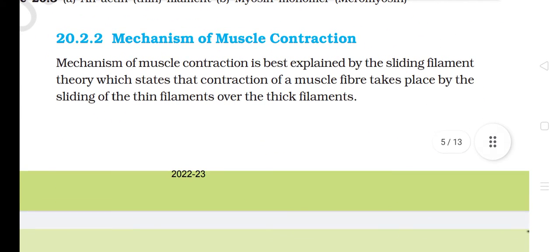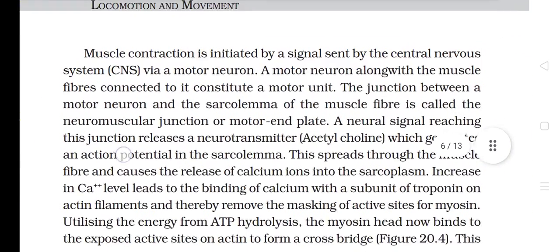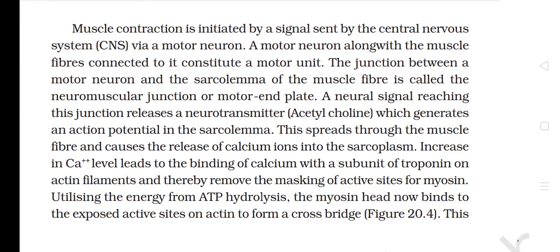20.2.2 Mechanism of muscle contraction. Mechanism of muscle contraction is best explained by the sliding filament theory, which states that contraction of a muscle fiber takes place by the sliding of the thin filaments over the thick filaments. Muscle contraction is initiated by a signal sent by the central nervous system via a motor neuron. A motor neuron along with the muscle fibers connected to it constitute a motor unit. The junction between a motor neuron and the sarcolemma of the muscle fiber is called the neuromuscular junction or motor end plate. A neural signal reaching this junction releases a neurotransmitter, acetylcholine, which generates an action potential in the sarcolemma.